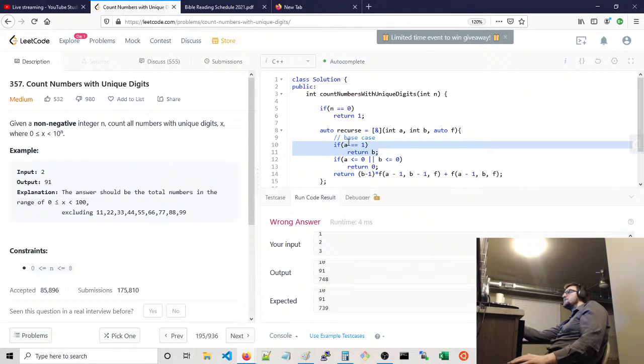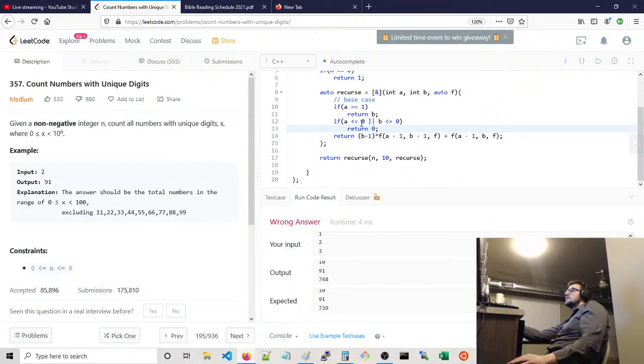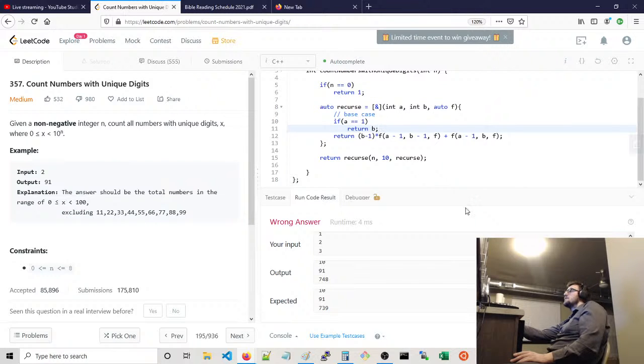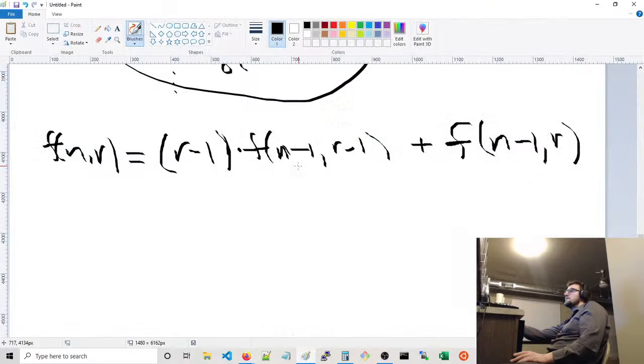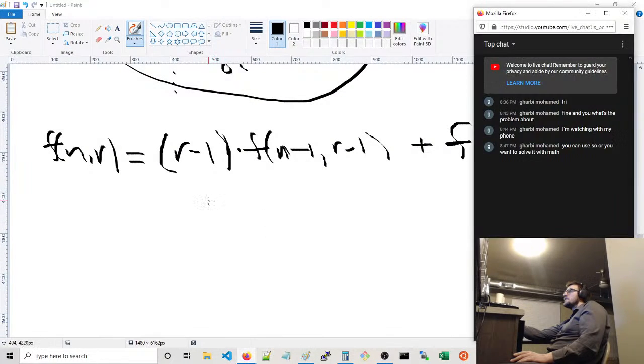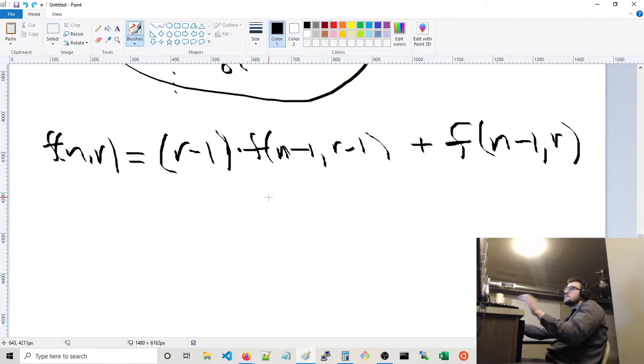When a is 1, however many choices of b you have is just it. When a is less than or equal to 0, you don't have any more choices. When b is less than or equal to 0, you also have, b is never less than or equal to 0 though. B is always 1. I don't think you ever really need this then. 0, 10, 91, as soon as you get to 3, it's wrong. Oh man, kind of stuck on this.